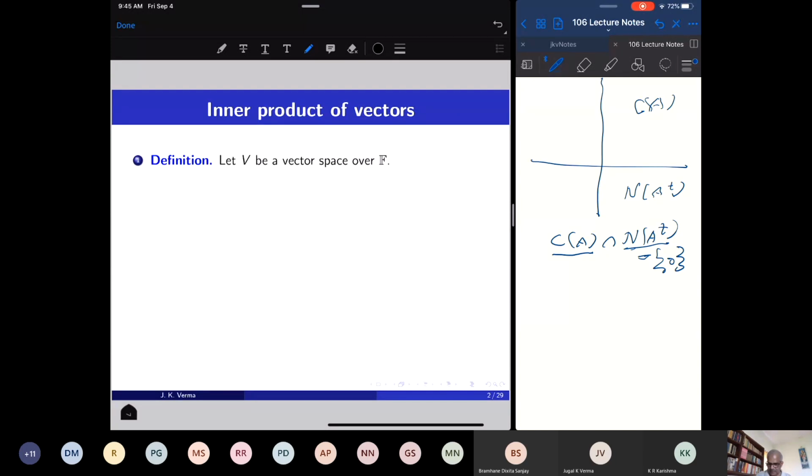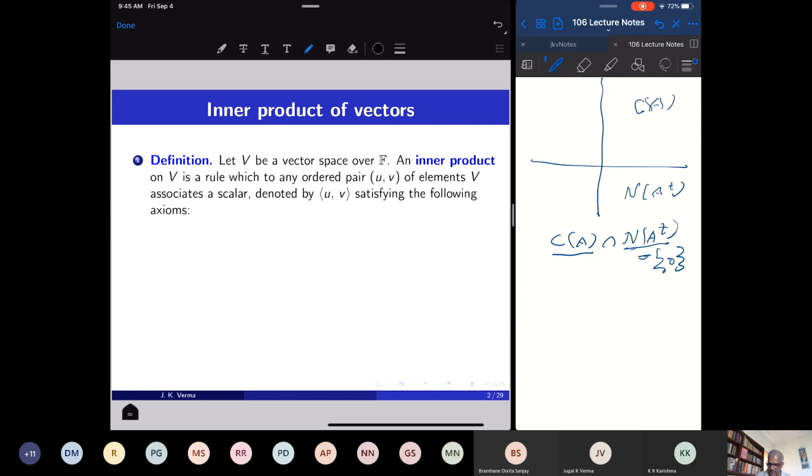Suppose V is a vector space over a field F. F could be real, F could be complex, but you fix this F. Once you say F, it is fixed. An inner product on V is a rule which to every ordered pair of elements of V associates a scalar denoted by (u, v) within these brackets. I am not writing u dot v because dot is reserved for the usual dot product of vectors.